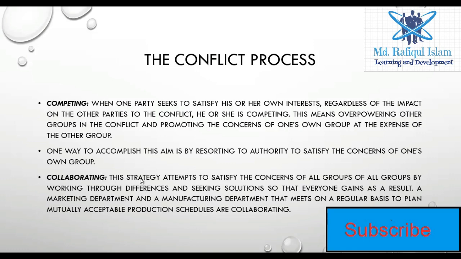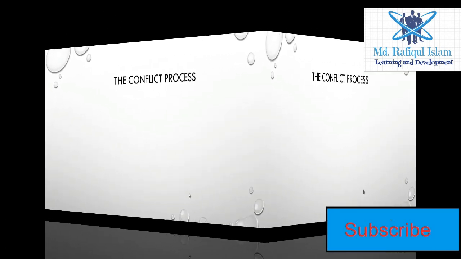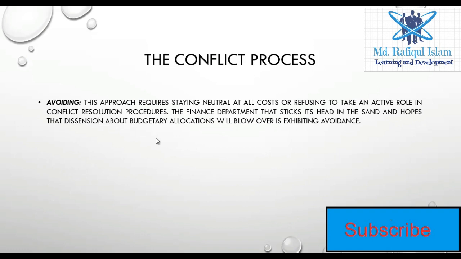Collaborating indicates giving the highest importance to both parties. This strategy attempts to satisfy the concerns of all groups by working through differences and seeking solutions so that everyone gains as a result. A marketing department and a manufacturing department that meet on a regular basis to plan mutually acceptable production schedules are collaborating. Next one is the avoiding style.